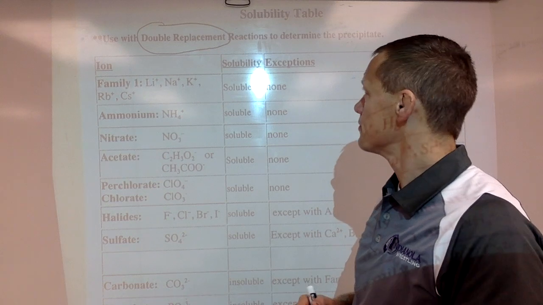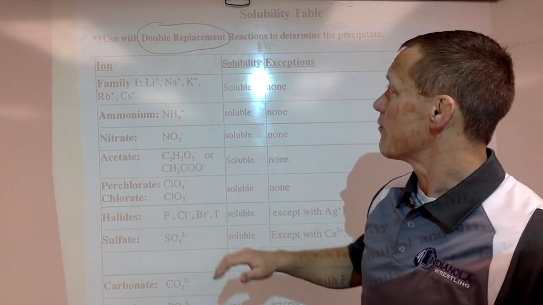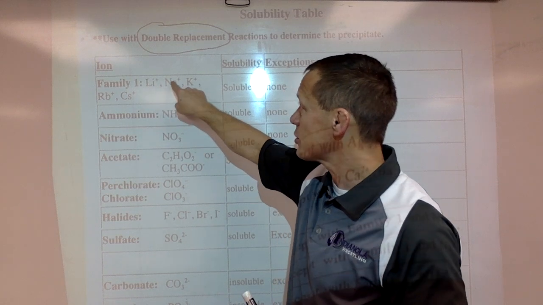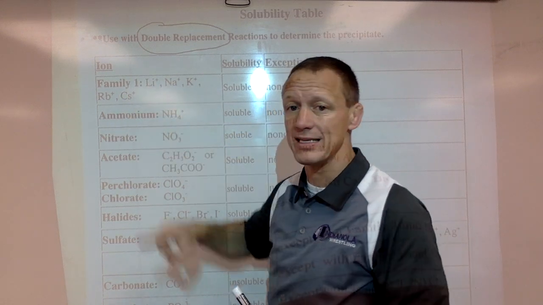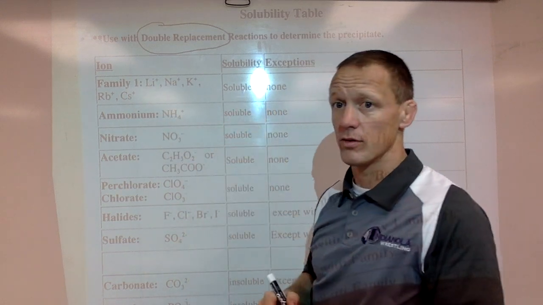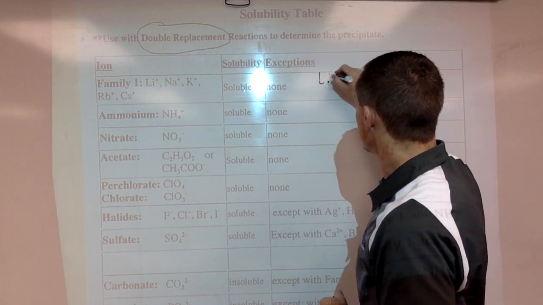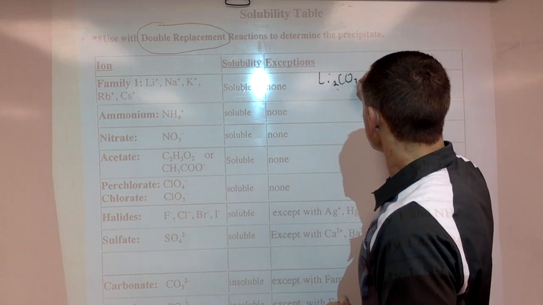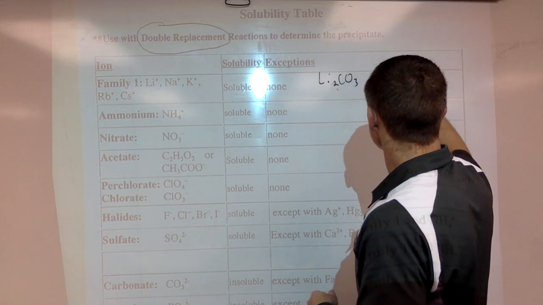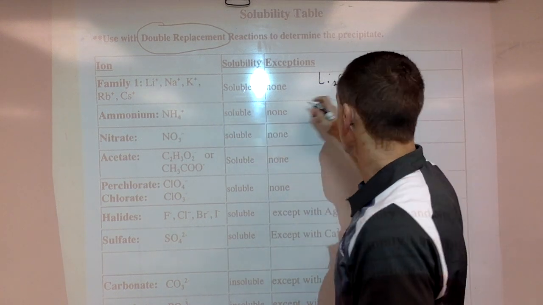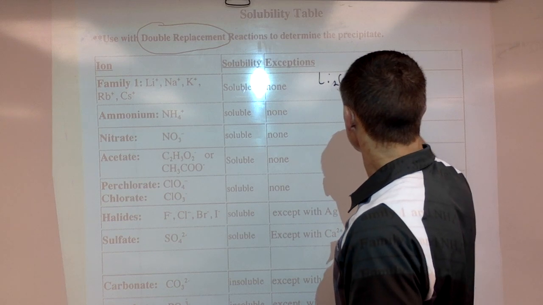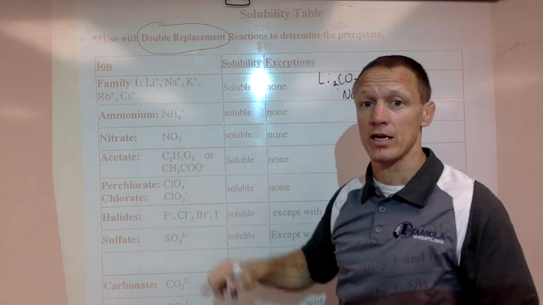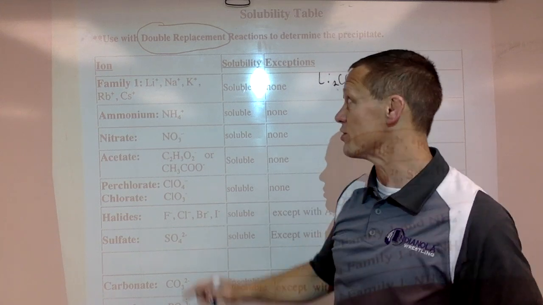So here's how the table works. If we look at it like this, any compound that has lithium, sodium, potassium, rubidium, or cesium in it is always soluble. So that means if I have lithium carbonate or potassium hydroxide or sodium sulfate, okay, any compound that has a family 1 element in it will always dissolve. So these will never be a precipitate.